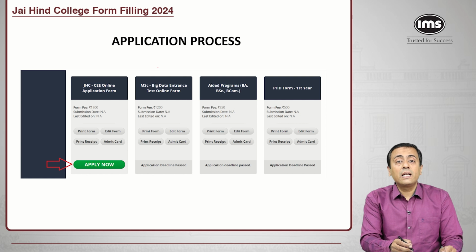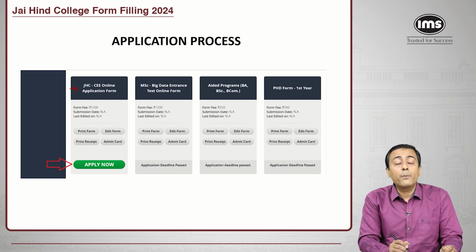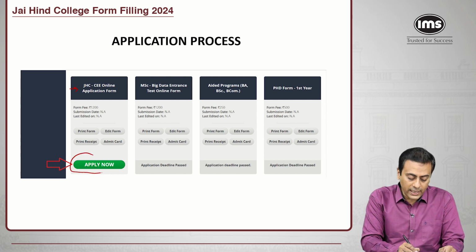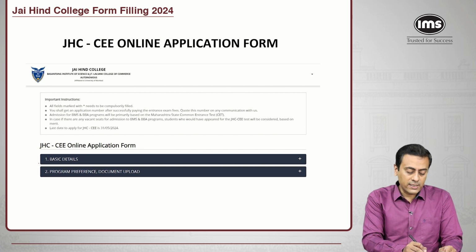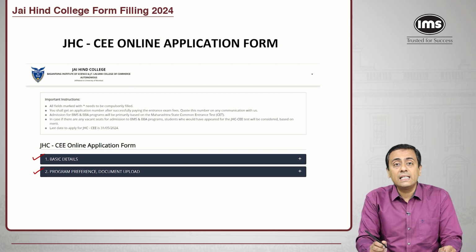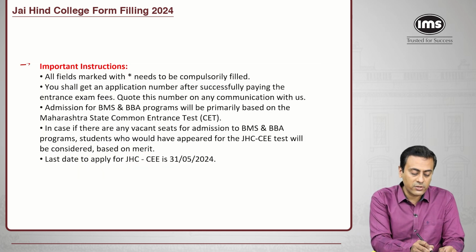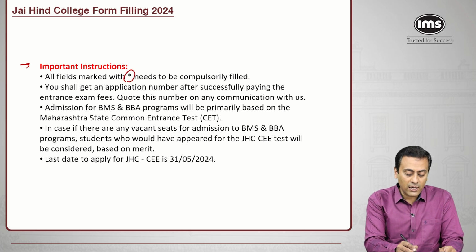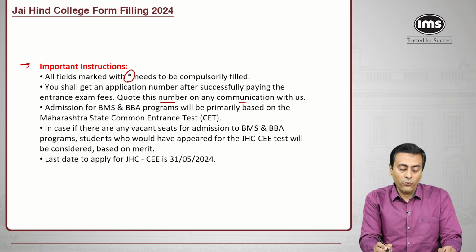Now, as soon as you click on that register form, you will see this JHC-CEE online application form. Click on apply now. The moment you hit the apply now button, you will see 2 steps. It's a 2-step process. First is the basic details and the second one is program preference and document upload. The first thing that we have to fill is basic details, and here is the set of instructions. All the fields with asterisk are mandatory. Very important: you shall get an application number after successfully paying the entrance exam fees. Quote this number on any communication with us.